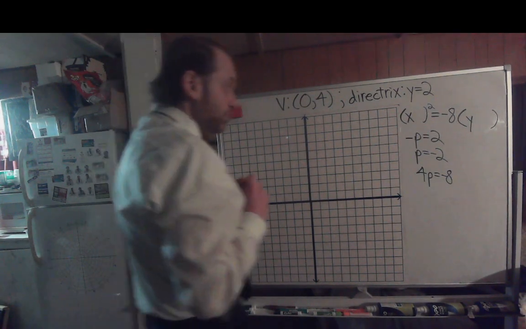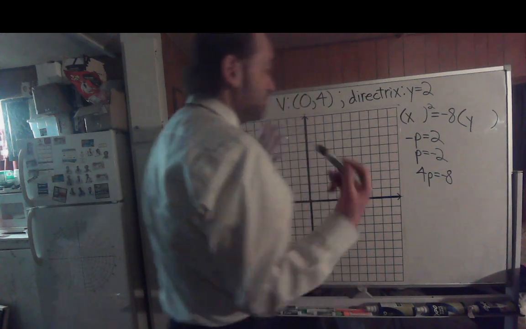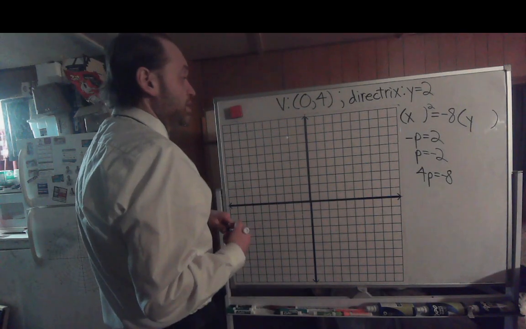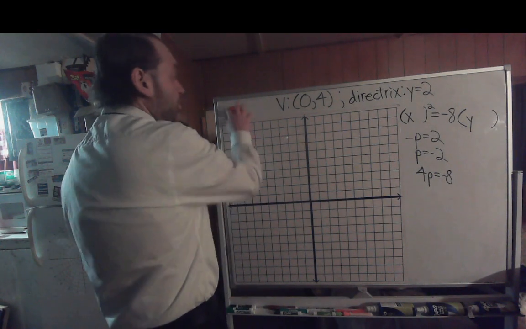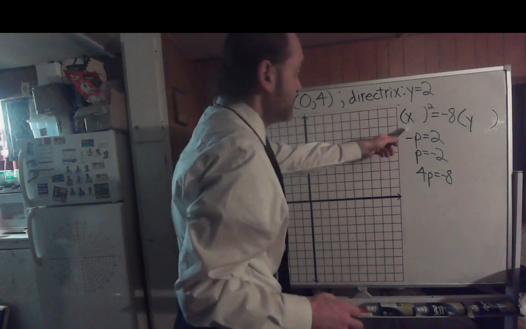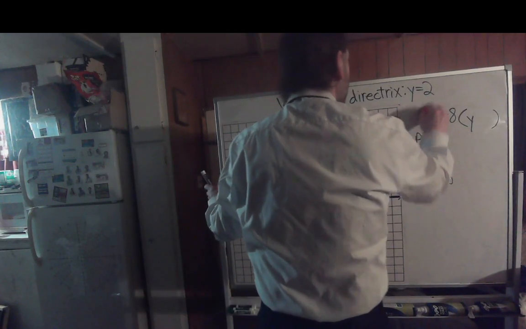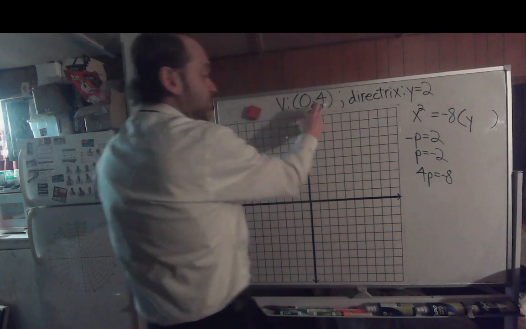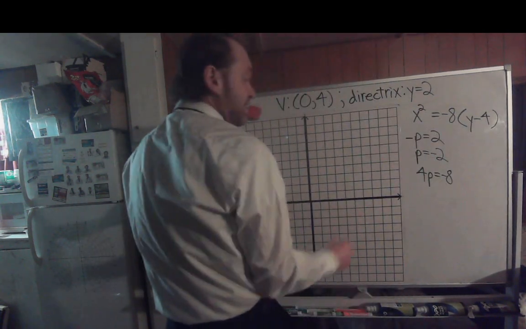So now that we know the p, we know the axis is symmetrical to. Let's take the coordinates here. Well, good news is your x-coordinate is 0, so really this could just end up being x squared, because x minus 0 squared is just simply x squared, right? But your y is 4, so that ended up being x squared equals negative 8 times y minus 4.